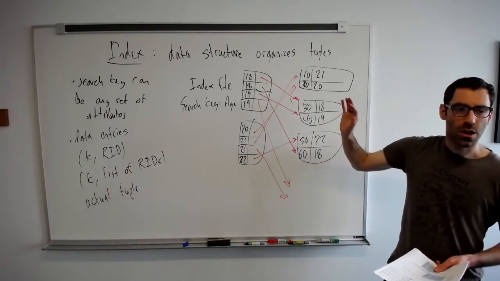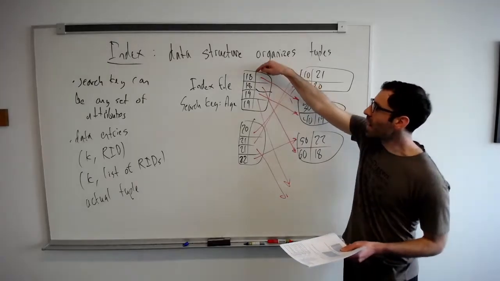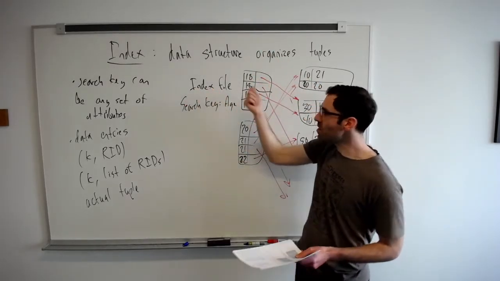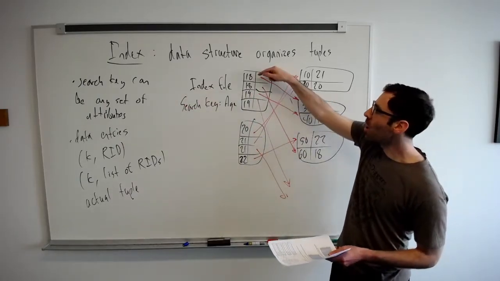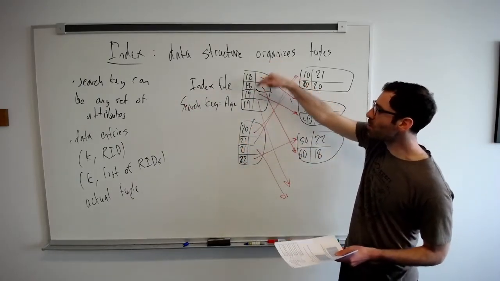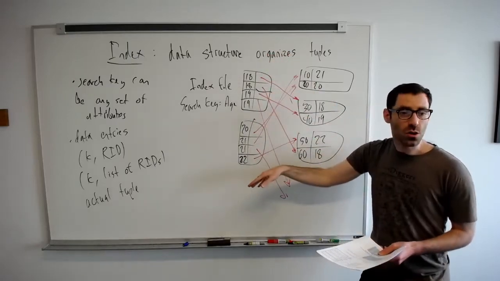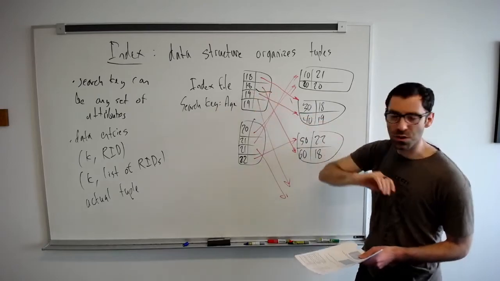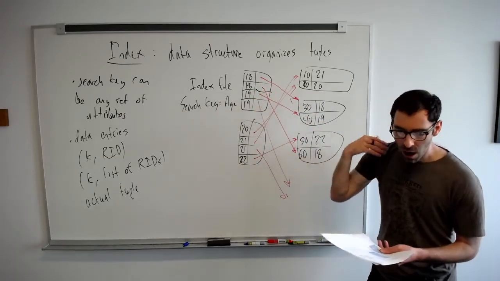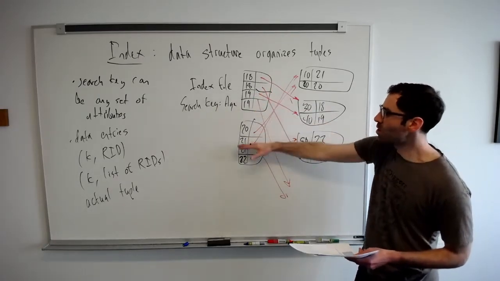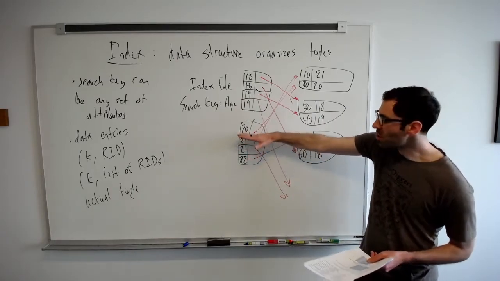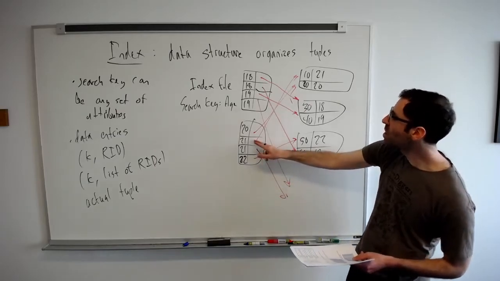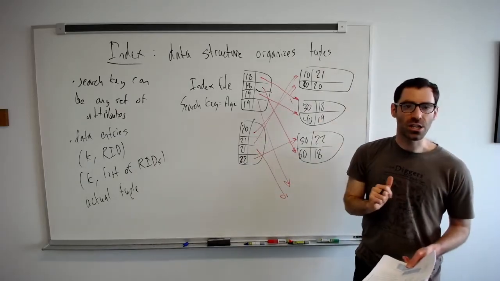And so you might be able to see that now we have an index file that's sorted by some search key, in this case age, and given that this is sorted by age, we can much more easily find where the tuples that correspond to a specific age are. So if we wanted all students older than 20, we just need to find where 21 starts and then just read sequentially from there. And each entry in our index tells us where to find a matching tuple.